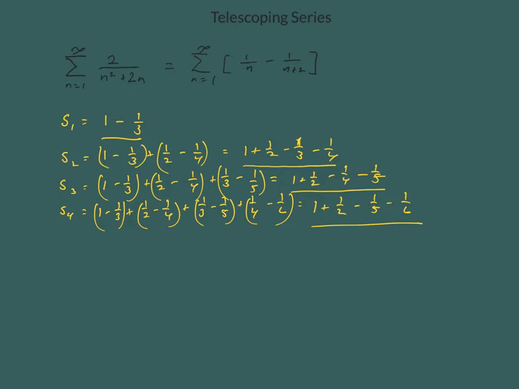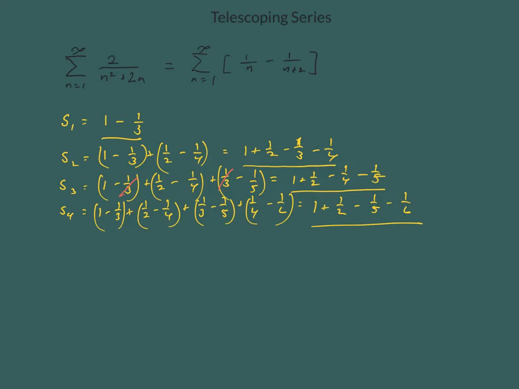Now, interesting things happen after this. When I take the sum of my first 3 terms, you'll notice I have a minus 1/3 and a plus 1/3, so those are going to cancel out. What I'll be left with is 1 plus 1/2, still the addition, but now a minus 1/4 minus 1/5.